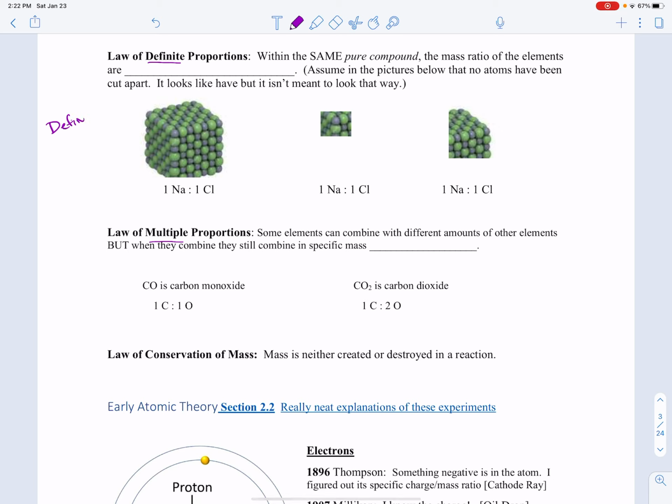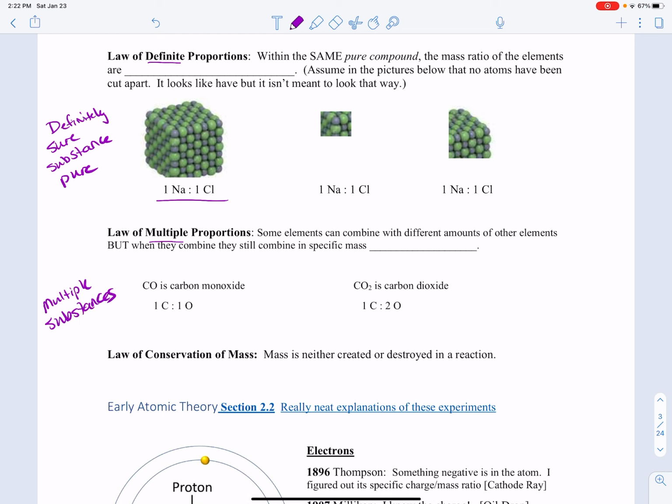So it's when you are definitely sure that the substance is pure. That's when you're talking about definite proportions. So you're talking about one type of thing. Multiple is when you're dealing with multiple substances.